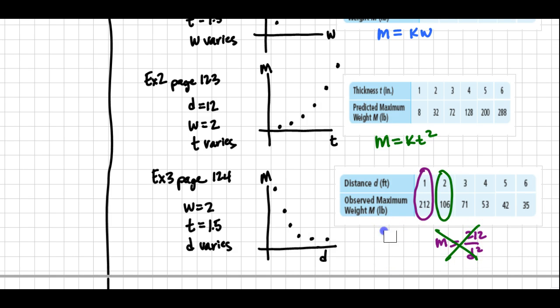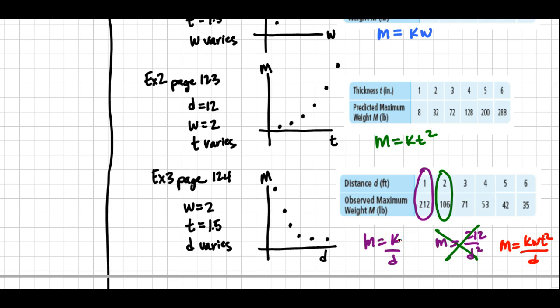So now let's go back to our original equation. We know that it's m equals k over d. So then if we were going to put all of these together, our final result would be m equals kwt squared over d. And so that equation gives us the relationship among all of the variables, but we could only figure them out one at a time.